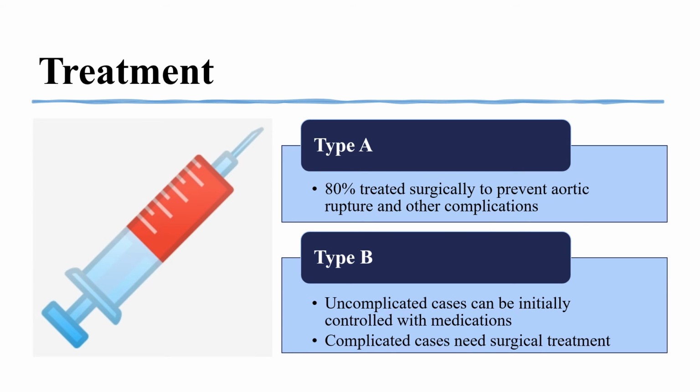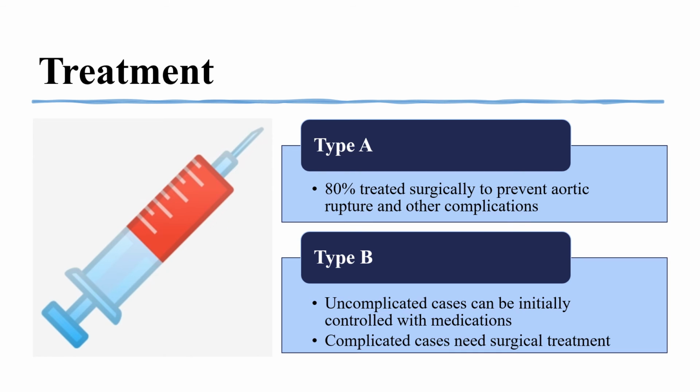There's different treatment for each type of aortic dissection. Type A tends to be more fatal than type B. 80% of type A patients are treated surgically to prevent aortic rupture and to prevent other complications as well, like cardiac tamponade.